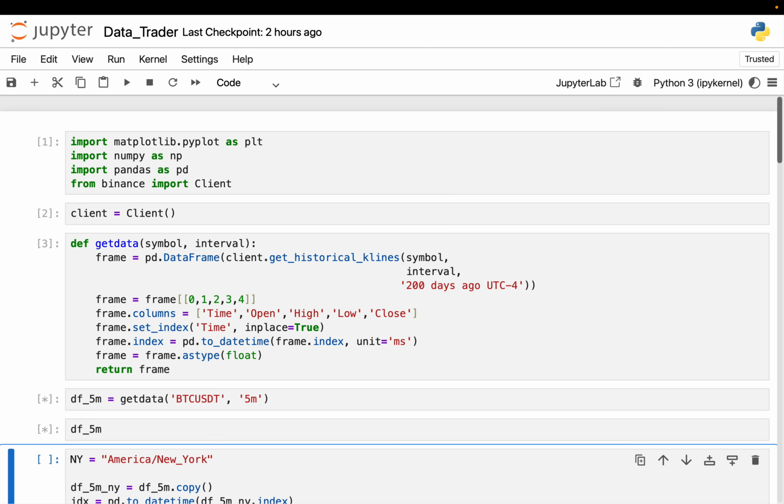Now, what is this function doing? This is just pulling historical K-line data, so candlestick data from Binance 200 days back on the 5-minute time frame.